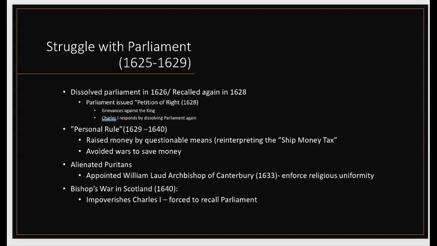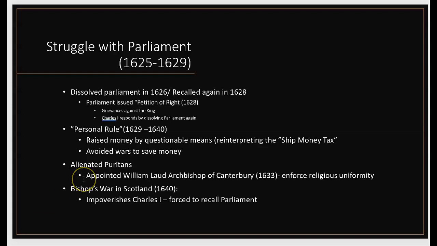And because Parliament is not in session to give him money for taxes and for all of his other wants and needs, he raises money by questionable means, and that becomes another grievance against him when Parliament reconvenes. But he does avoid wars to save money. However, this inability to work with and refusal to involve Parliament and maintain connections to these powerful individuals, he not only alienates himself from his people, he alienates himself from these important connections or channels of communication.